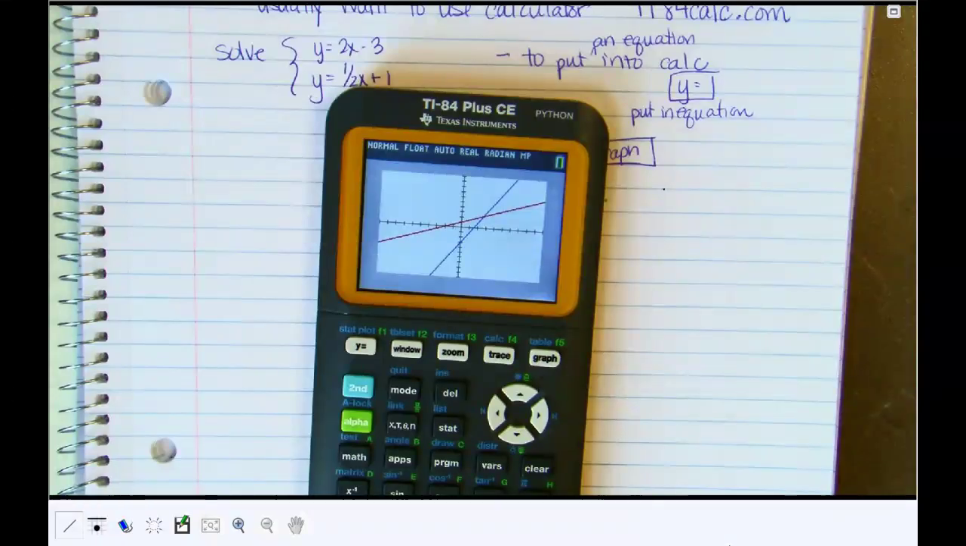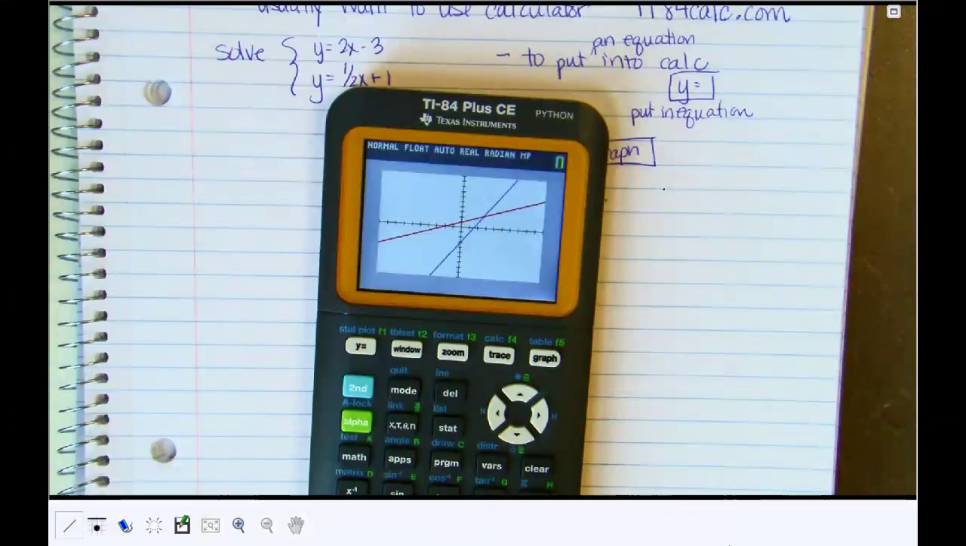Okay, so then it says go to. See where it says go to? Do zoom, number 6. This will take you to wherever it is.